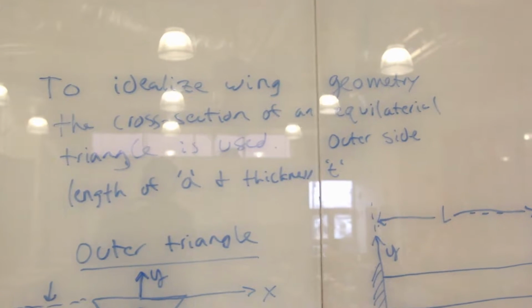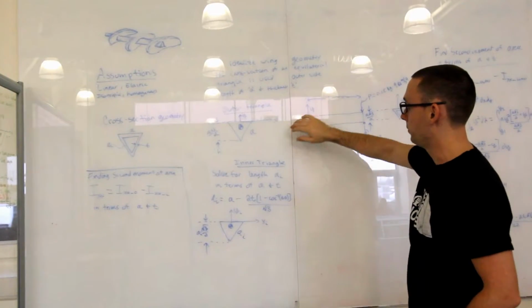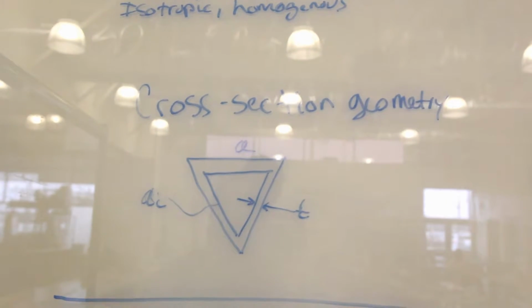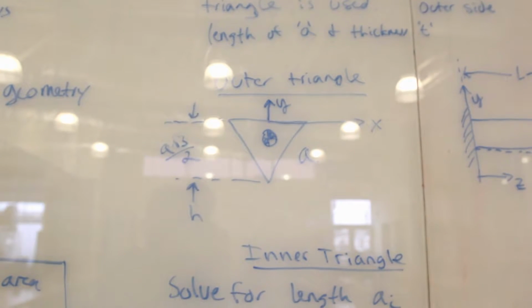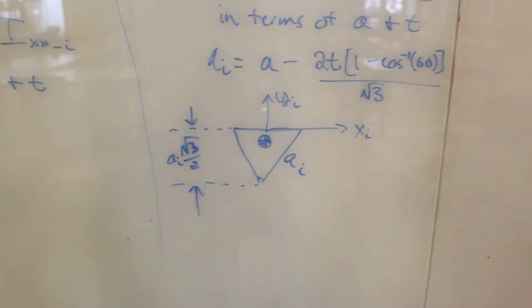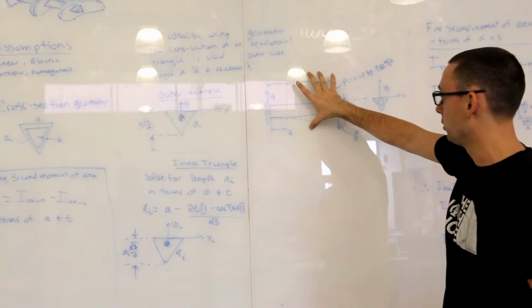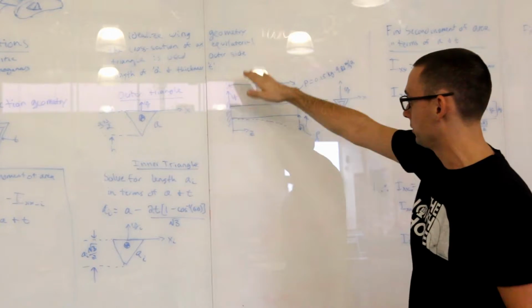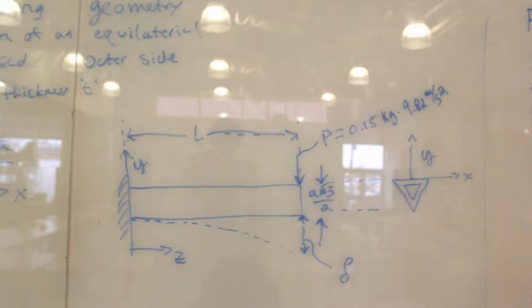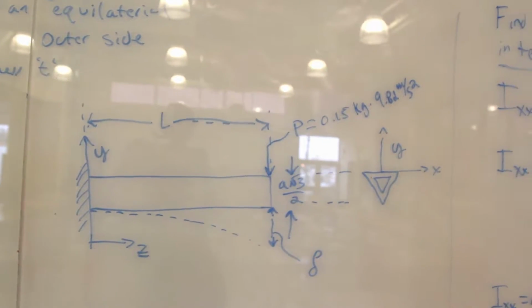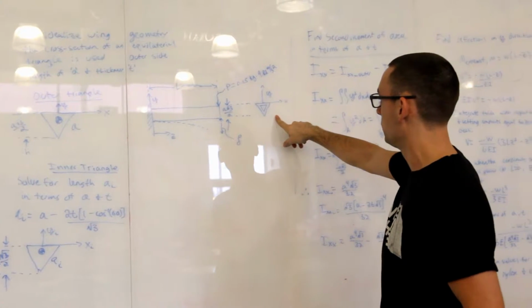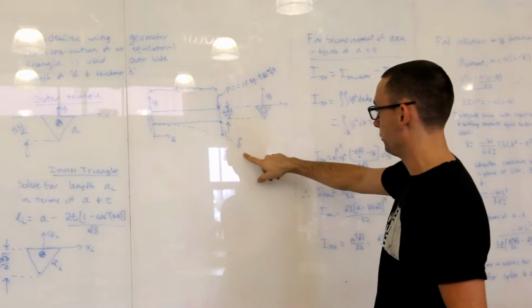And to idealize our geometry, we set up the problem into two different cross sections: the outer triangle, which is the side length of A, and the inner triangle, which is the side length of A sub I. A head-on view of the cross section. We have our y-axis here and our z-axis here. You can see the length of the beam, and then the cross section is shown here as well. So then we're solving for this deflection delta.